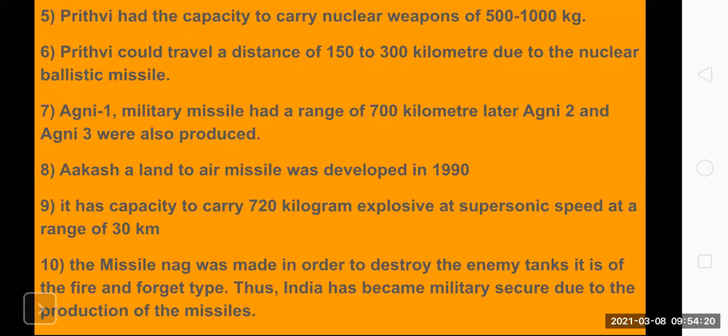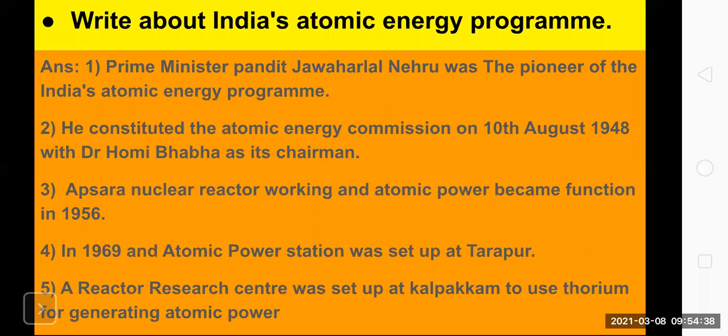So, there are 10 points. I know this is a very lengthy answer, but if you learn any 8 points or 7 points, then in examination you can write any 5 or 6 points. Okay. After that, write about India's atomic energy program.